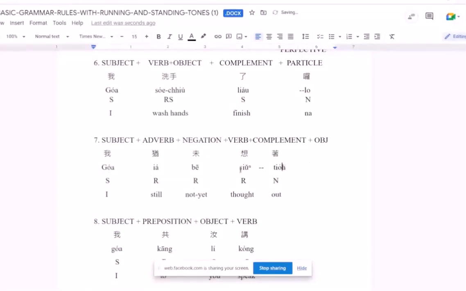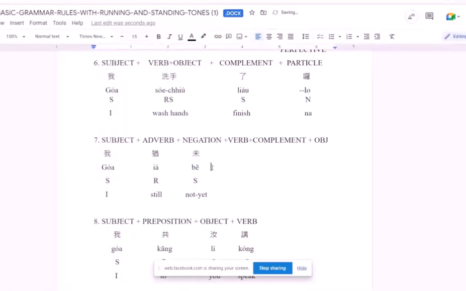Now let's take away tyo. The siu will just stay the same, sound the same because it's tone 6 anyway. Let's take away these both and see how the sentence sounds now. It will sound different. Now it sounds like wa yabe. I still haven't. Still not yet. Previously it was wa yabe siutyo. Now it's wa yabe. Be changed from being running to being standing.